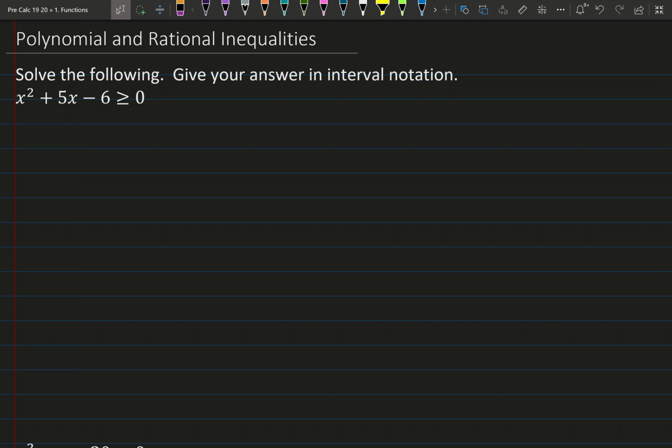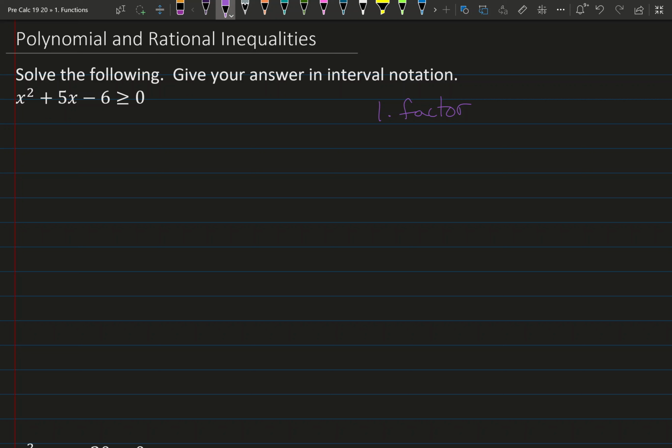Hello, today we are going to take a look at polynomial and rational inequalities. These look like this first problem, where we have this polynomial inequality of x squared plus 5x minus 6 being greater than or equal to 0. Our steps with our polynomial and our rational inequalities will look very similar, but we will look at some of the differences later. Our first step for any of these is to factor our polynomial or our rational expression.